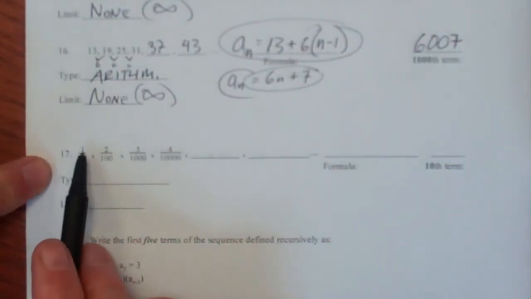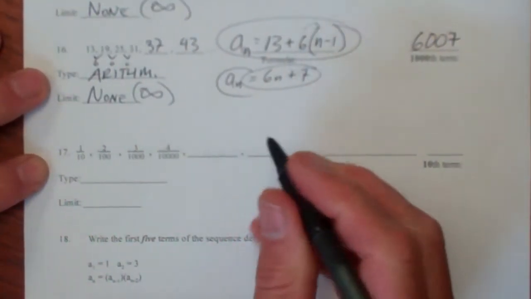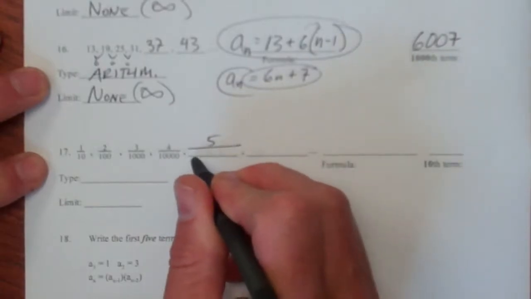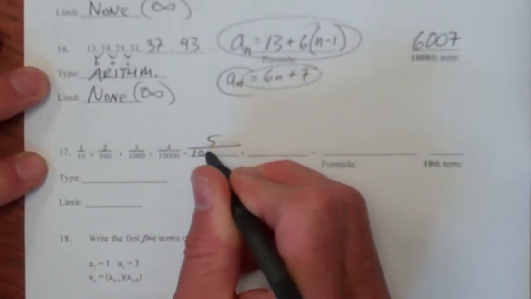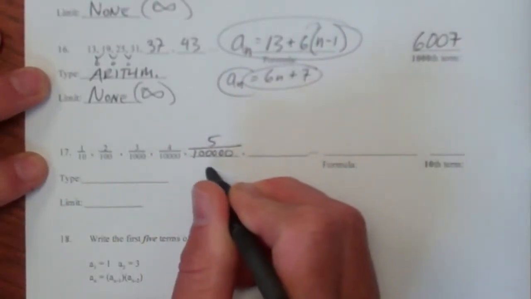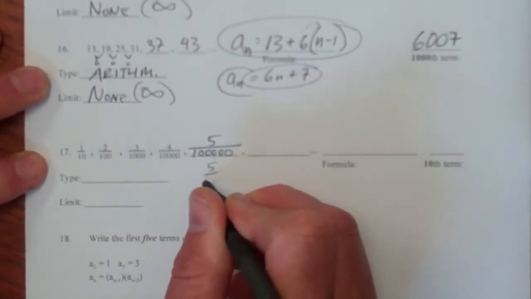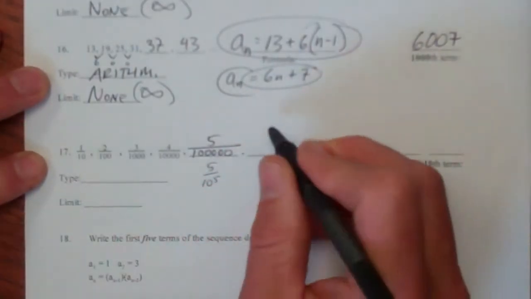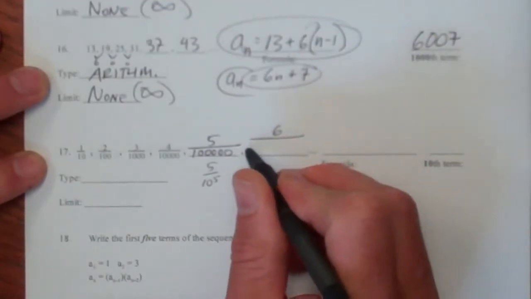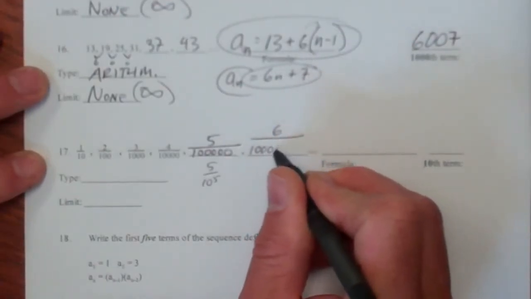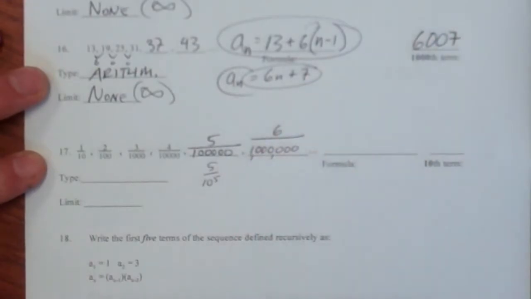All right, so here we go. 1/10, 2/100ths, 3/1,000s, 4, 5, and then count 4 zeros, so that's 5 zeros. And if you wanted to write 5 over 10 to the 5th, that would be clever. And then this would be 6 over 10 to the 6th, or you can count out 6 zeros. That's all right. And that would be 1,000,000.